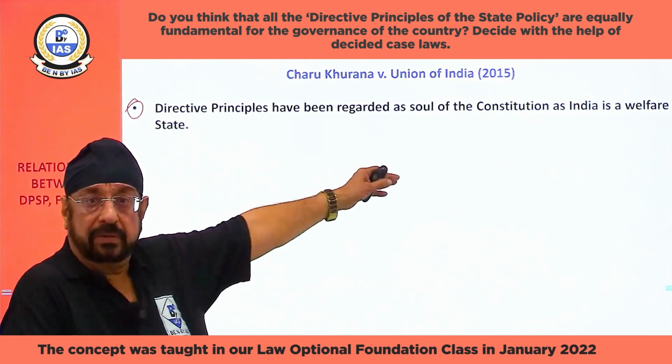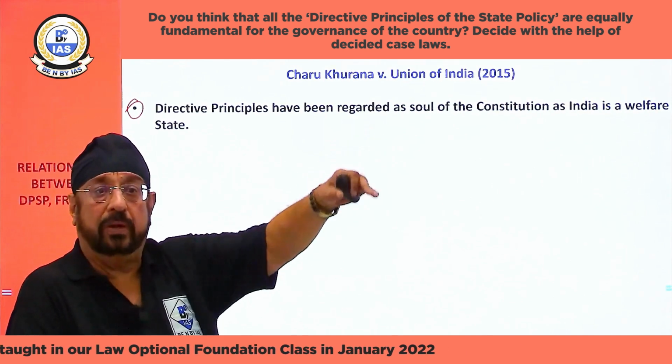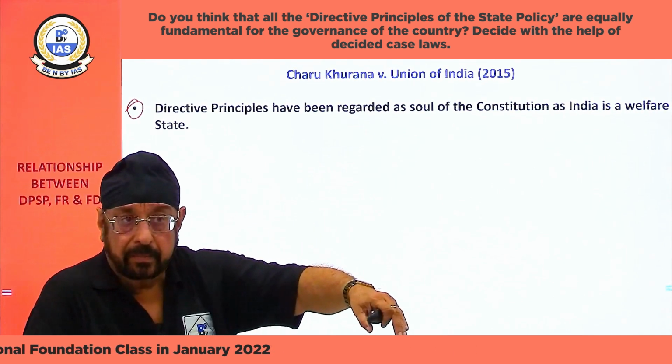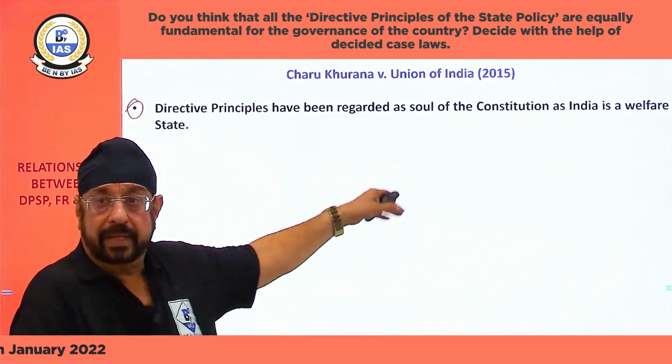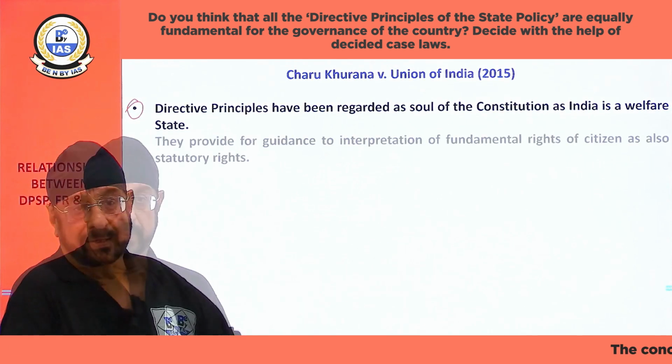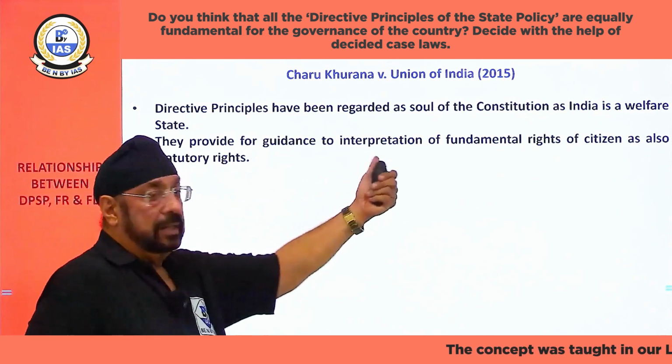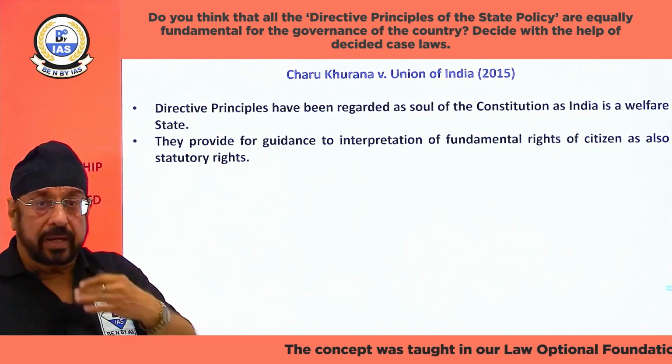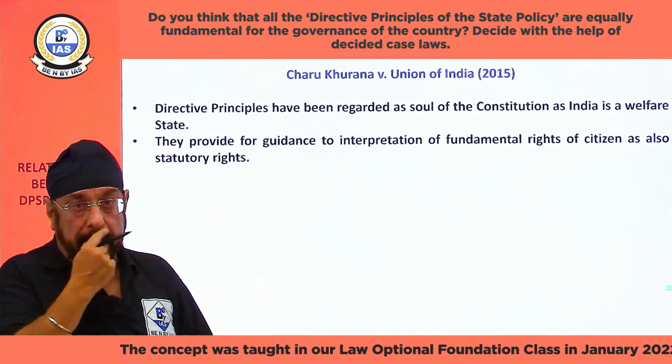And that can be achieved. We can achieve the goal of welfare state by implementing DPSPs. That is why it was called the soul. That is why they are treated as a guidance to interpretation.